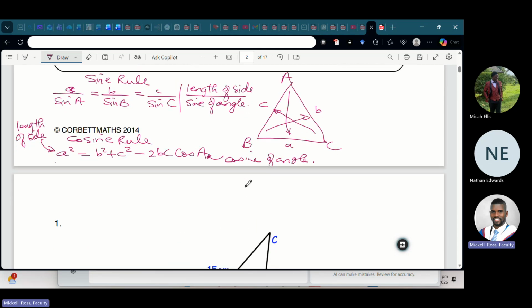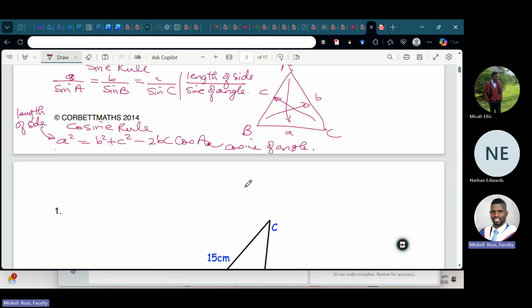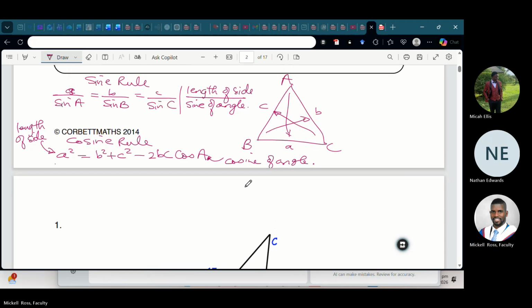One of the things that we always do is to help people to understand, oh, I should also bear in mind the trig rule for area. Area is equal to half ab sine C, and then you have Heron's formula.